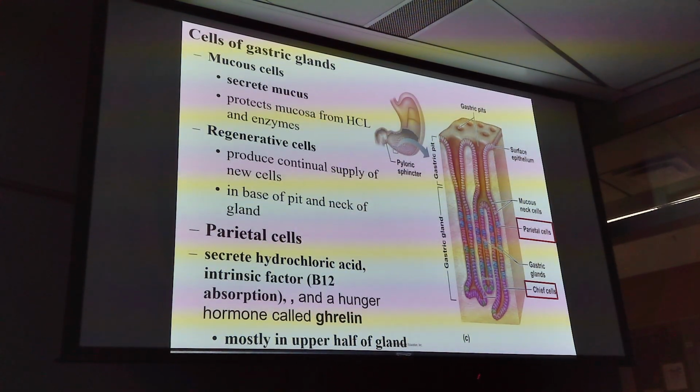Okay? So, the parietal cells secrete hydrochloric acid and intrinsic factor. These guys are very important. You need that intrinsic factor. That's important. You can do without the acid, but you need this. Okay, they also produce a hormone called ghrelin. Okay, and this tells you actually when you're hungry, not hungry, all that kind of stuff. It talks to the hypothalamus.